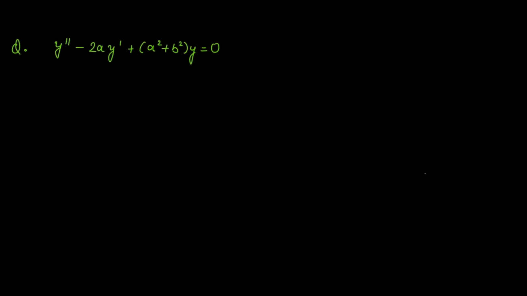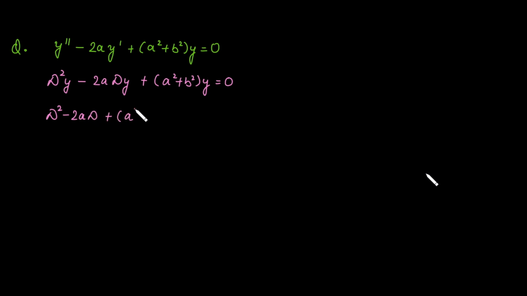Let's answer the next question. So in this case, write the operator form. It is D square y minus 2a Dy plus (a square plus b square) into y is equal to 0. So collect the coefficient of y. So we have (D square minus 2aD plus a square plus b square) into y is equal to 0.